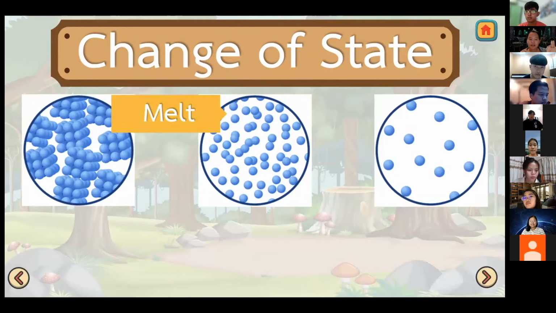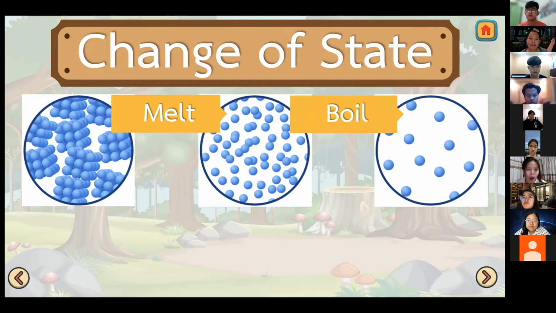Yes. The first picture on your left is the molecule of solid. It has a very strong bond. And in the middle is the molecule of liquid. And the last on your right is the molecule of gas.